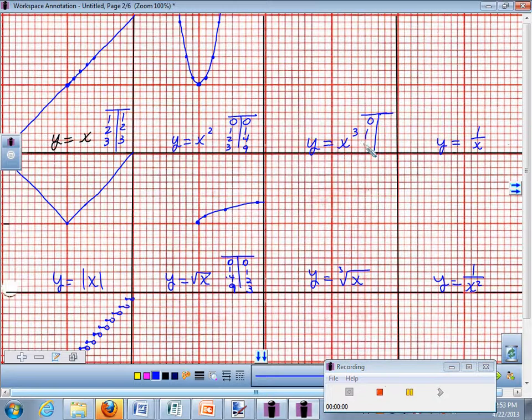If I do 0, 1, and 2, what will I get for y coordinates? 0, 1, and 8. Cube them. Why did I not plot 3? Because 3 cubed is 27, and I don't want to count 27 boxes. So I did 0, 0, 1, 1, 2, 8.